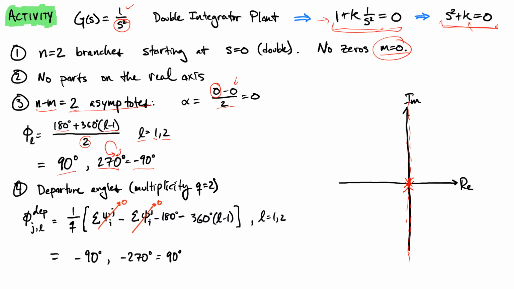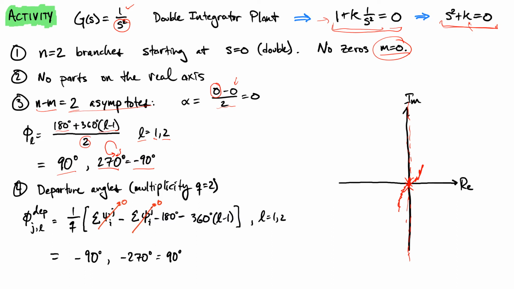It is possible in the future, we'll see examples where, for example, you could have departure angles where the root locus might emerge out at a different angle. In this case, it doesn't do that, so these are not true. One way to see this explicitly is to go ahead and look at the departure angles.